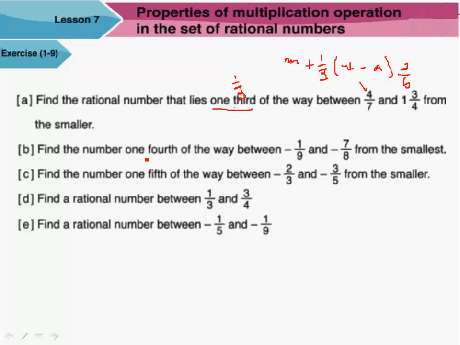Here, find the number 1/4 of the way from the smallest. Okay, you can solve it. Find the number a fifth of the way. Fifth means 1/5 of the way between this and this, from the smaller. Find the rational number between. Okay, we solved something like that before. He asked for a rational number.